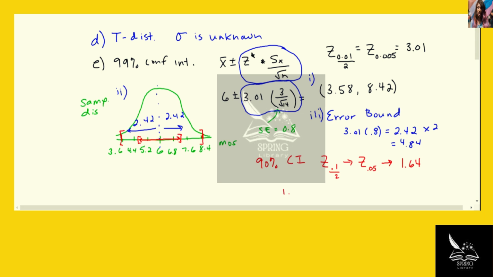So if we looked at 1.64 times the standard error, which was 0.8, that gives us 1.31. So I'm going to go up 1.31 months and down 1.3 months. So if I multiply that by 2, about 2.62, then the total span of that confidence interval would be 2.62 months.